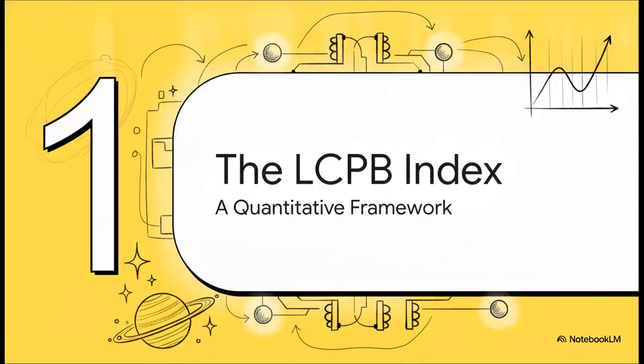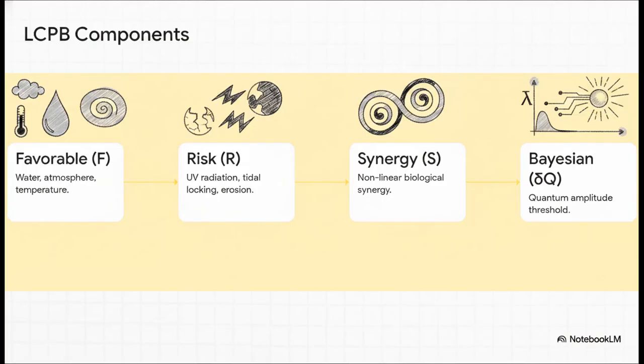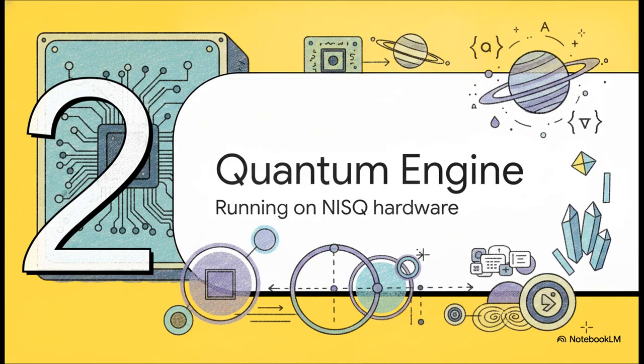Section 1. Introducing the LCPB index. So meet the Logarithmus Biologicus Quanticus, or LCPB. This is a fully functional framework that evaluates the probability of a biosphere, and it breaks things down into 4 dynamic components. First up, favorable factors. Think water and temperature. Second, risk factors, like intense UV radiation. Third, and honestly here is the real magic, nonlinear biological synergy. And finally, a Bayesian correction, which basically acts as our reality check. The algorithm takes this massive, tangled web of data and compresses the whole shebang into one incredibly powerful single metric that we call lambda.